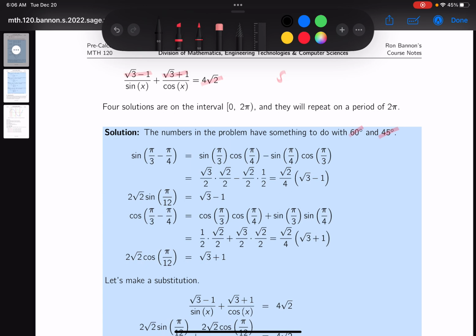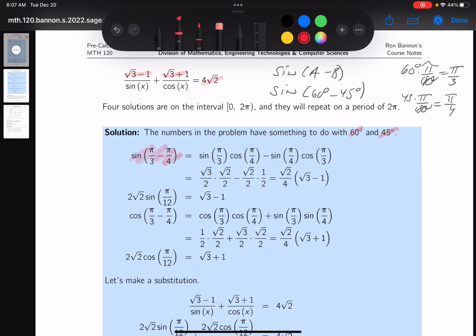I'm using the sine of a minus b. And what I'm writing down is the sine of 60 degrees minus 45 degrees. I convert that to radians, of course. 60 degrees times pi over 180 degrees, that's pi over 3. And 45 degrees times pi over 180 is going to be pi over 4. That's all I did over here. And the sine of a minus b is sine a cosine b minus sine b cosine a. And I evaluate that.